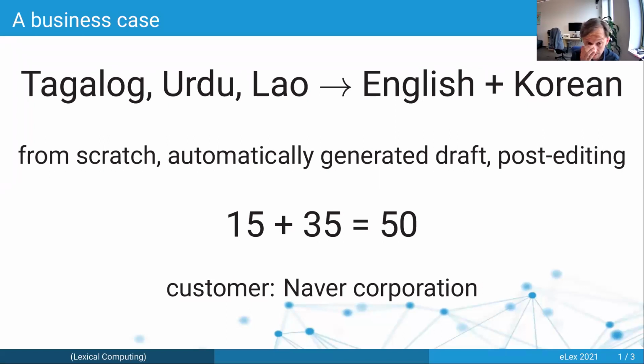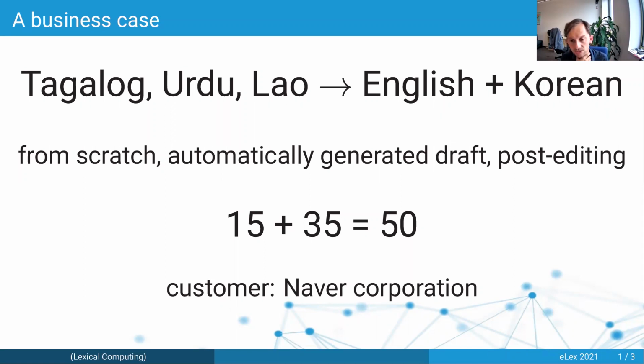Again, the contribution we have is about a particular dictionary project, actually 3 projects where 3 dictionaries were created with Tagalog, Urdu, and Lao as source languages, and English and Korean as target languages. The dictionaries were created entirely from scratch by generating an automatic draft using various tools that I'll be talking about later and that I'll describe in the paper, and then post-editing the draft to obtain the final result.